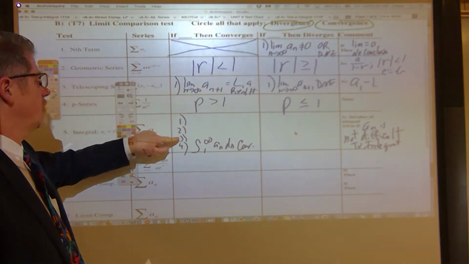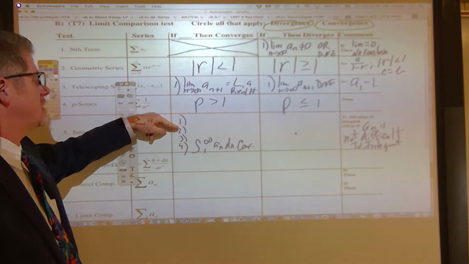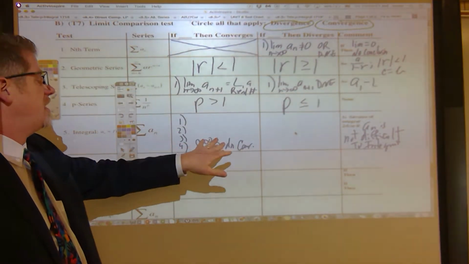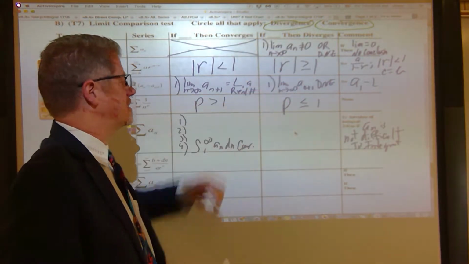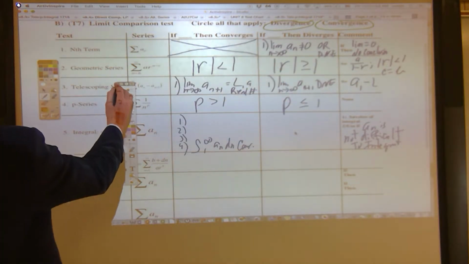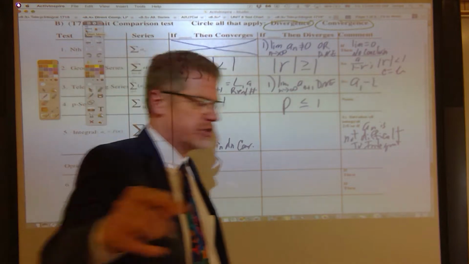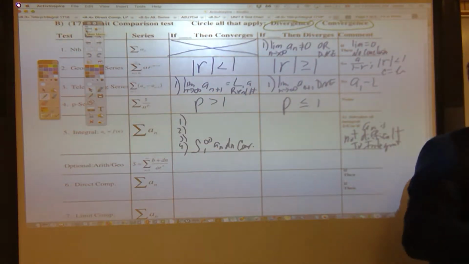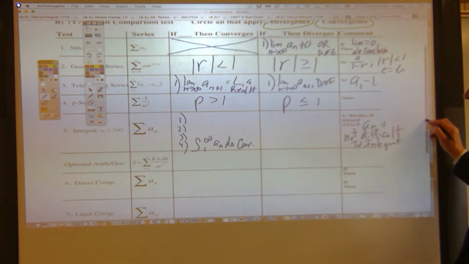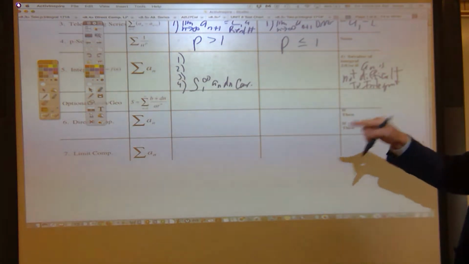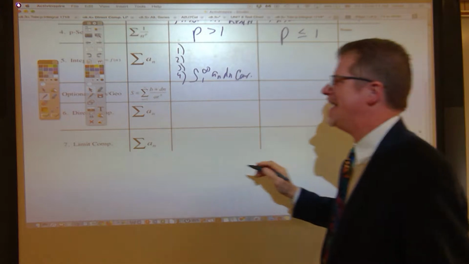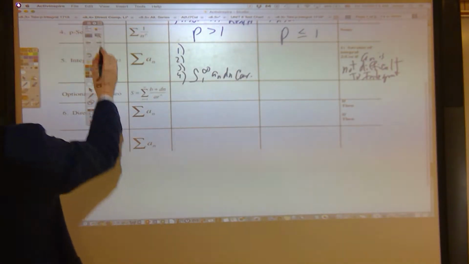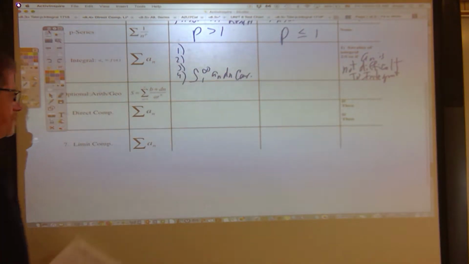Pretty darn convenient. For the integral test, it's positive, decreasing, continuous for both. If the improper integral converges, you get convergent. If it diverges, you get divergent. Now let's learn the 2 new tests, unless you have any questions on the first 5. There's 10 total. Let's learn today direct comparison and limit comparison.